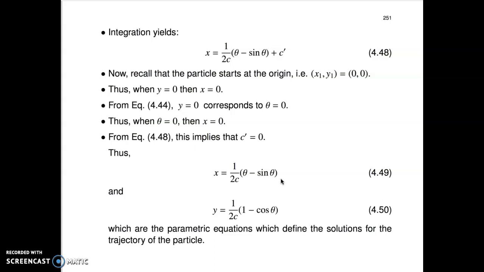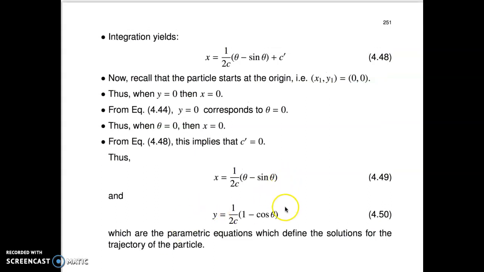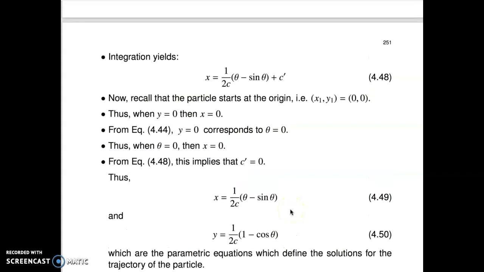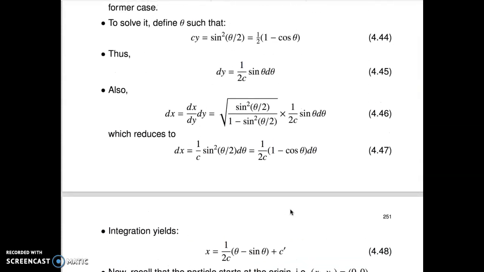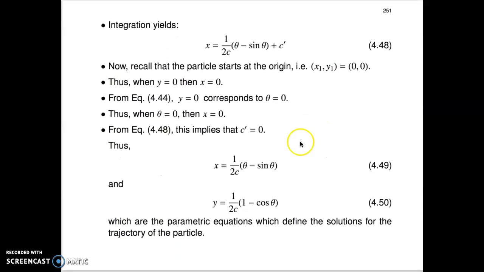Now, let's see. What do we know about x and y? This is x, but y, remember, we had back from this equation, cy is equal to 1/2 (1 minus cosine of theta). That was how we defined the relationship between y and theta. So we have x depends on theta, y depends on theta. Oh, these are just parametric equations. And this defines a solution for the trajectory of the particle.